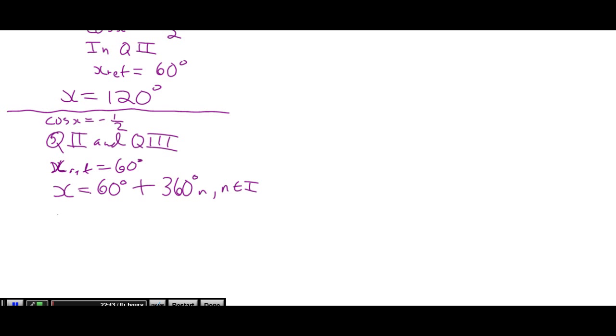And then we need the quadrant 3 angle. So what's the quadrant 3 angle? It's going to be 240 degrees, right? 60 degrees into quadrant 3.